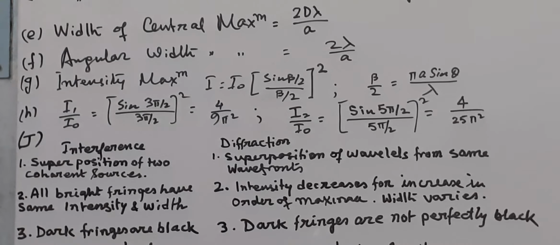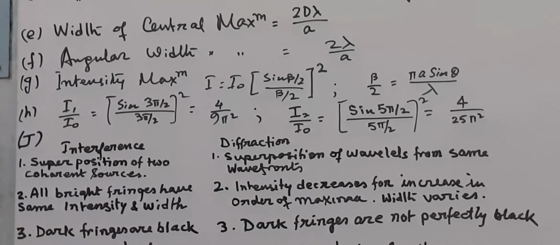Now, the width of the central maximum is 2 D lambda by a. Angular width is 2 lambda by a. For intensity, the general formula is I equals I naught times (sin beta by 2 divided by beta by 2) whole to the power 2. Beta by 2 is pi a sin theta by lambda.